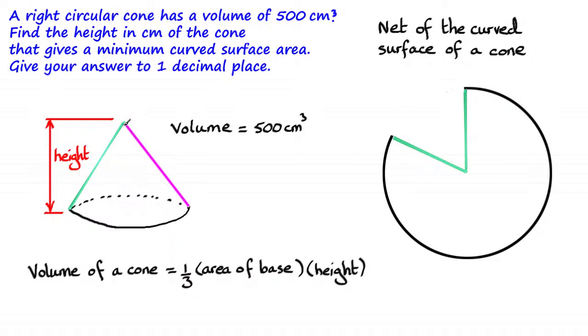We've got this right circular cone. That means that the vertex here is directly over the center of the circular base here. It has a volume of 500 centimeter cubes, and your problem is to find the height in centimetres of the cone. That's that perpendicular height straight up from the vertex here to the centre of the base, that gives a minimum curved surface area. The curved surface area is the curved surface around the cone, not the base. And I want your answer to 1 decimal place.